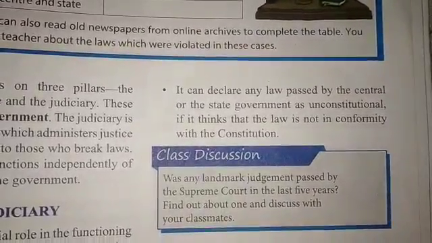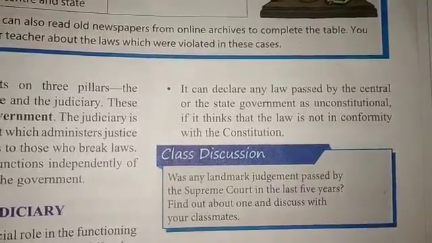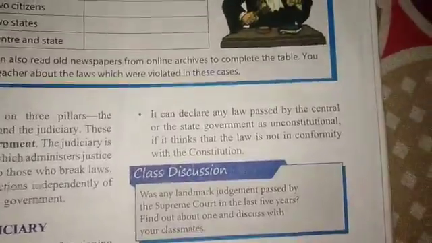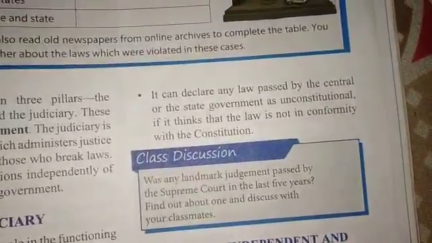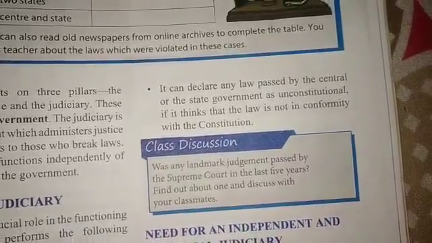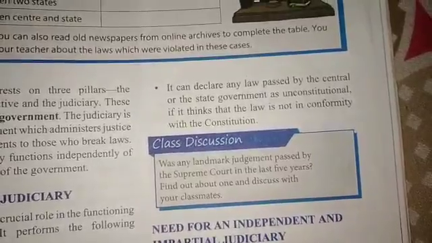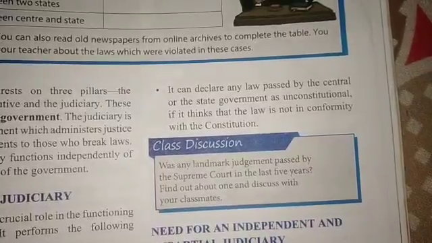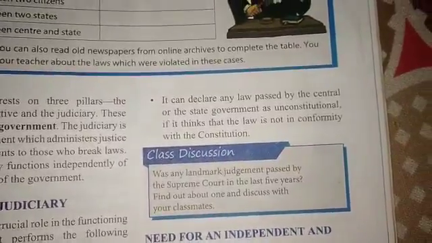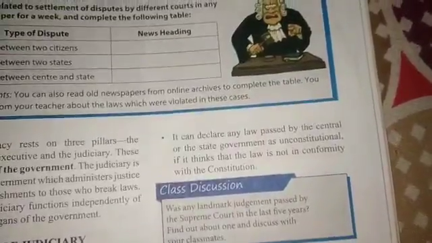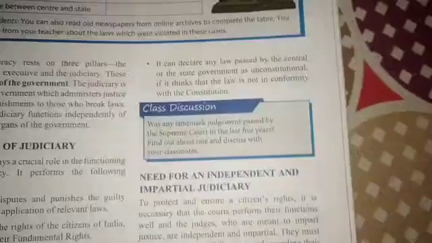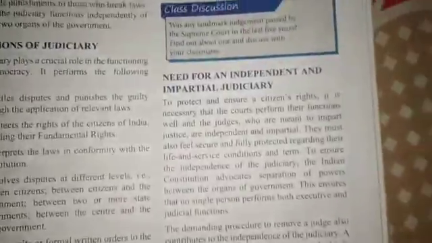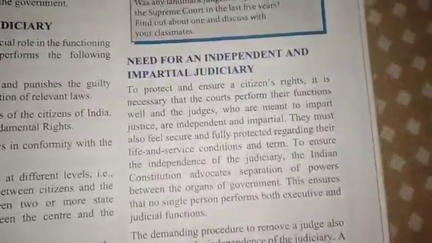Next, it can declare any law passed by the central or state government as unconstitutional if it thinks that the law is not in conformity with the Constitution. So the judiciary can also do this: if it finds that any law is not in conformity with the Constitution, it can declare the law unconstitutional. By declaring the law unconstitutional, it asks the government to make a new law as per the Constitution if required.